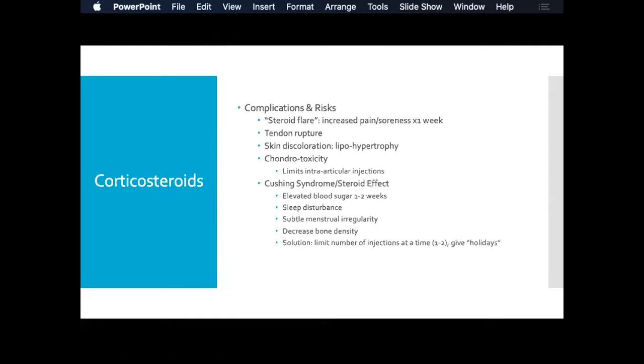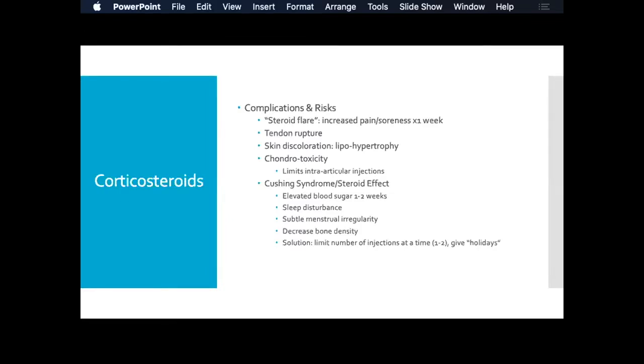If you use this a bunch around a tendon, you can elicit tendon rupture. So I'm cautious when I use it for something like that. Skin discoloration: if you inject too close to the skin, you can get lipohypertrophy and it'll seem more thin or more blanched in that area. Chondrotoxicity, so theoretically limit intra-articular injections. If you're using a higher potency steroid, Kenalog, you can consider more injections if it's preventing an older patient who may need a knee replacement from having surgery; you can kind of ward that off. A younger patient, maybe don't do it as much.